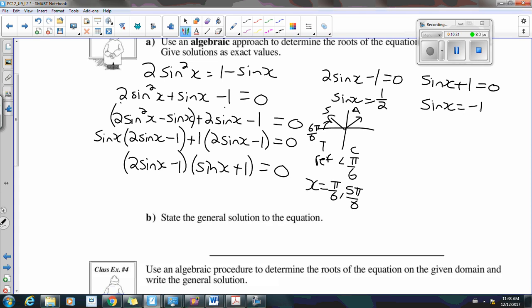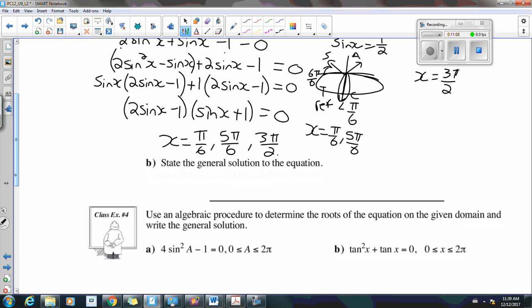For the second factor, we're going to move over that 1. Sine is negative in the bottom two quadrants here. And we're going to find a reference angle of pi over 2 for 1. So that means our only angle here would be this angle, which is 3 pi over 2. Then we can bring together all of our solutions and we can say x is pi over 6, 5 pi over 6, and 3 pi over 2. State the general solution. Well, again, these are going to repeat every cycle through, so it's the same as the last one, each one plus 2 pi n.